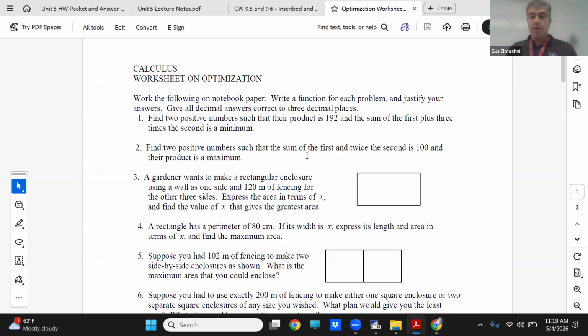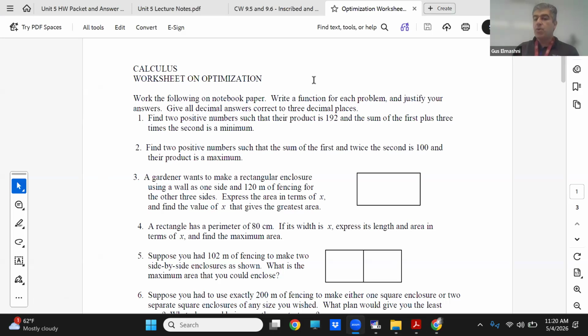Okay, so I'm gonna do just four problems. I'll do 1, 3, 11, and 14. So for number one, find two positive numbers such that their product is 192 and the sum of the first plus 3 times the second is a minimum.